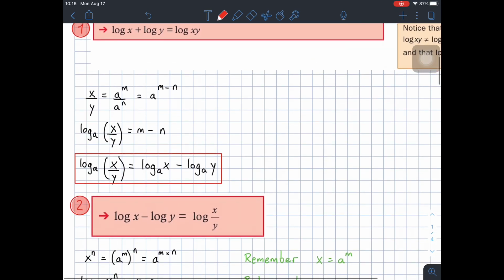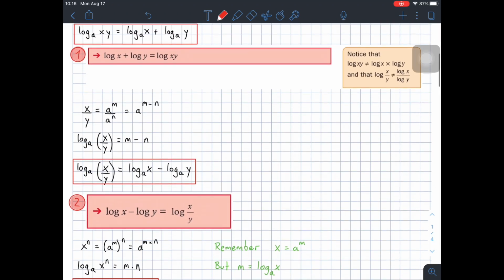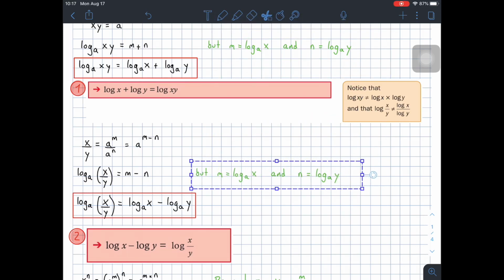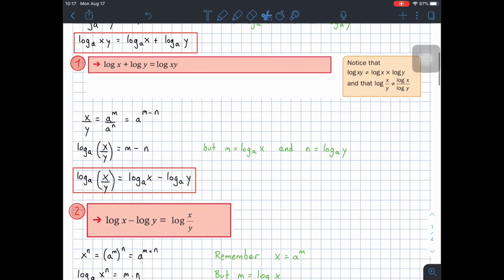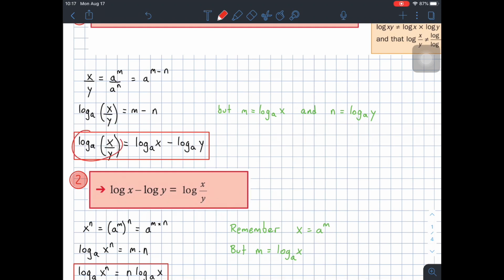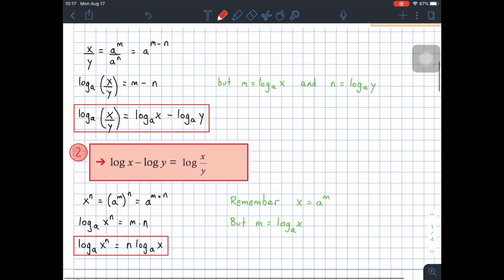Then, if I rewrite this expression using logarithms, I can say that a to the power of m minus n is equal to x divided by y. So I rewrite that using the logarithmic expression. And if you remember, once again, m is log base a of x, and n is log base a of y. So I can rewrite this as log base a of x divided by y, and here we get the expression log base a of x minus log base a of y. So this is the second law of logarithms.